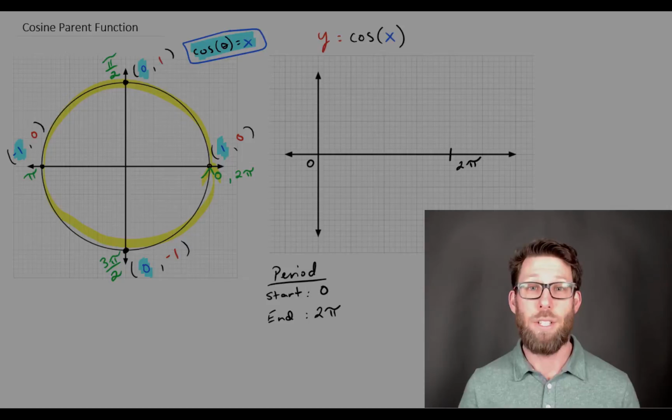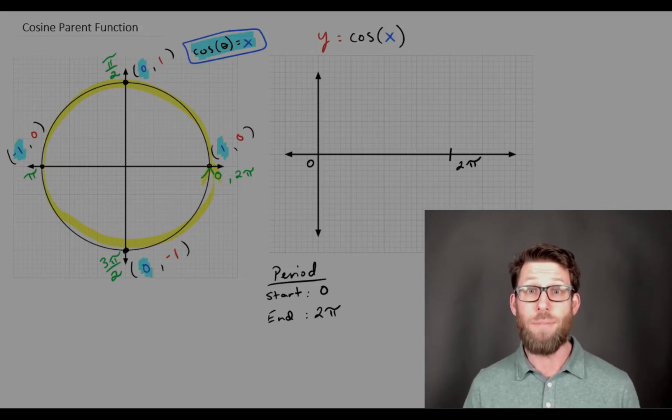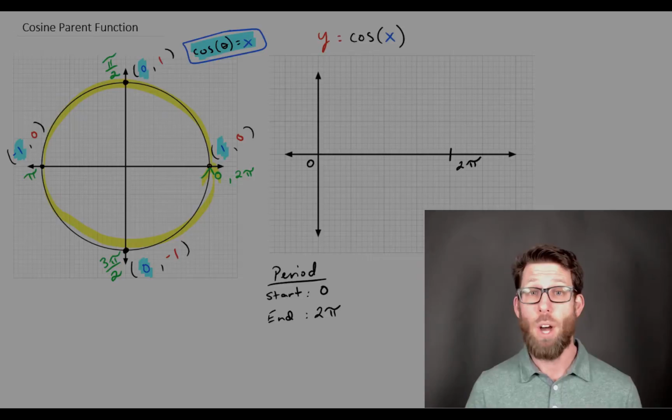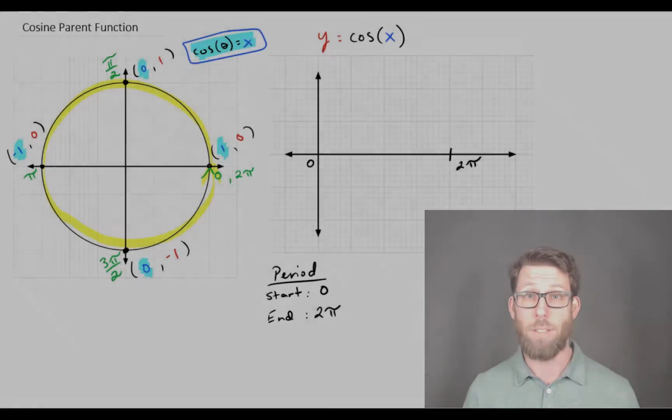I want to take a moment here to mention that when I say start and end, I mean the start and end of one period. There are an infinite number of these that we can do. It extends from negative infinity all the way to positive infinity. I'm just picking an easy start and end point of one period so that I can get an idea of what my graph is going to look like.